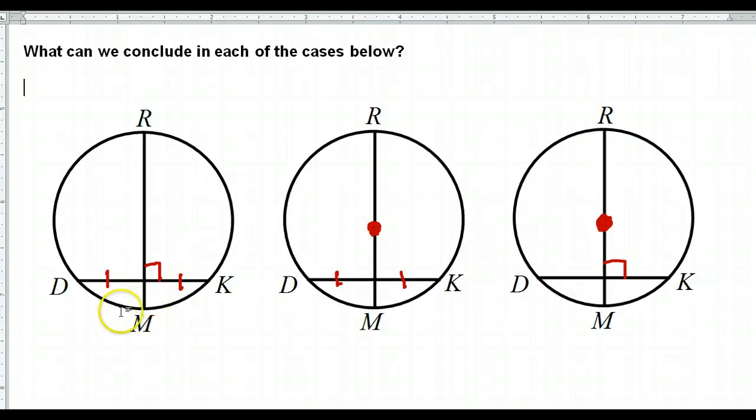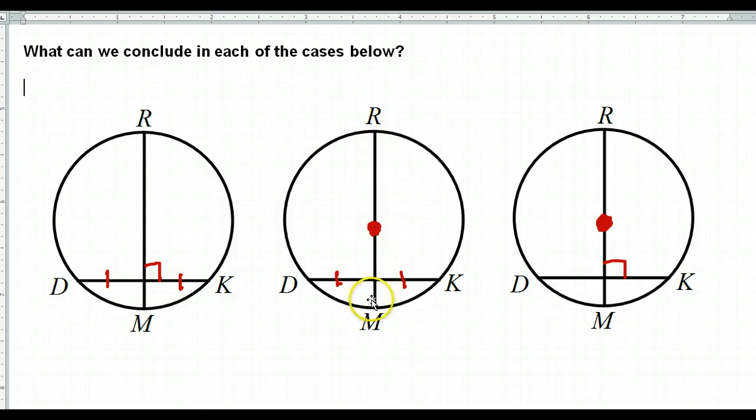So, looking at this first case, what can we conclude? Well, I'm giving you that this chord RM is a perpendicular, see the 90 degrees, bisector, because it's splitting this in half. So because this is a perpendicular bisector, I can conclude that it is the diameter. So segment RM is the diameter. Now on this one, see this dot in the middle? The first picture, no dot. That dot, of course, is the center of the circle. So that's my way of giving you that segment RM is the diameter.